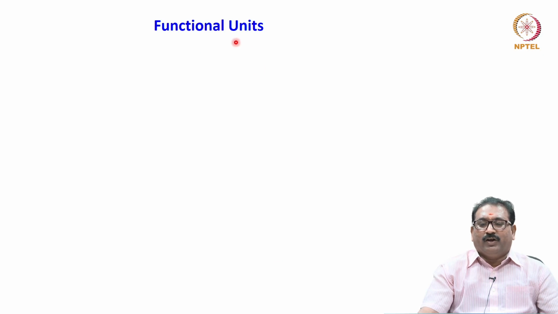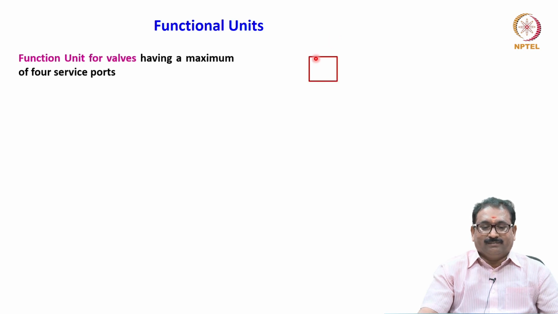Now we will move on to the functional units, how they are represented. The functional unit for various valves having a maximum of 4 service ports is represented as a square. These ports are the pressure port, tank port and control ports, meaning actuator ports A, B or C1, C2. They are represented in the square box.